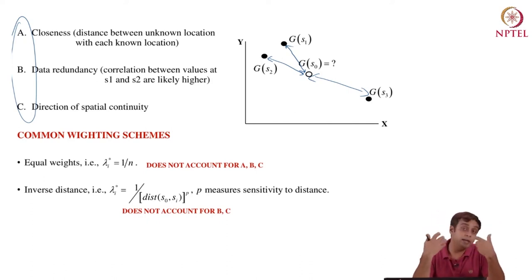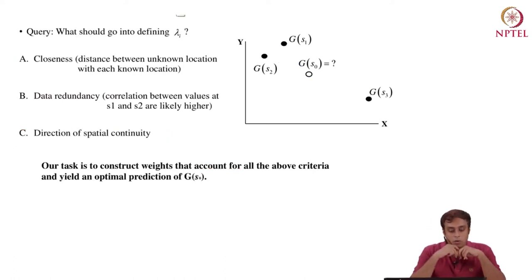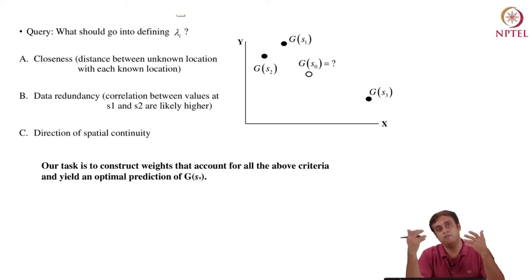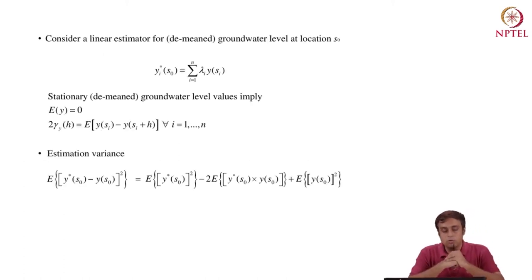The second one does account for closeness, but does not account for redundancy and the direction of spatial dependence. Okay. So our task is to construct the weights that account for all the above criteria and yield an optimal prediction of G0, which we call G star S0, right? That's the prediction. So to do that, let's work with stationary data. Consider a linear estimator for the demeaned groundwater level at location S0. Y star Si at S0, which is the prediction at S0, is equal to the summation of all the weights multiplied by the observed locations.